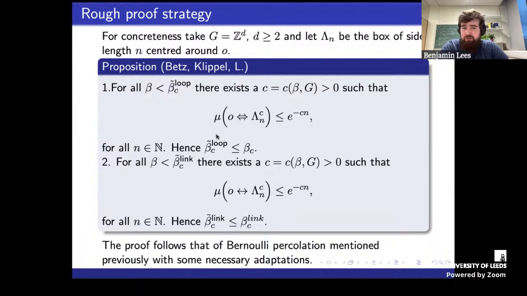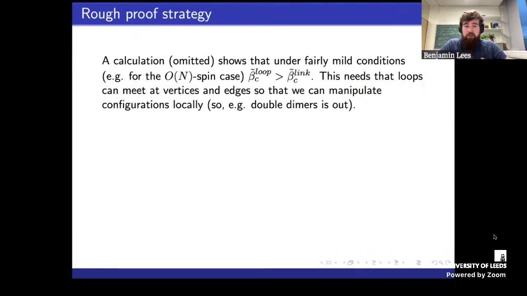So this is nice, but in theory we don't know anything about what the beta tilde loop and link are, except that they're no bigger than their corresponding critical values, but that's kind of automatic. So a calculation that we omit for time will show us that the critical beta tilde for loops is bigger than the critical beta tilde for links.